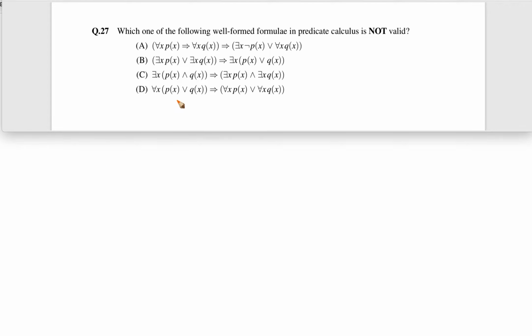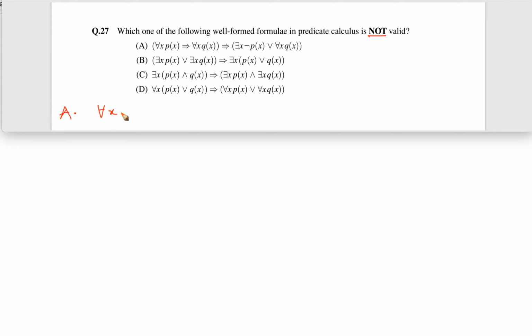Okay, so now let's look at this question. Which one of the following well-formed formulae in predicate calculus is not valid? Not valid. So among these four, three will be valid, one will be not valid. That we have to find out.